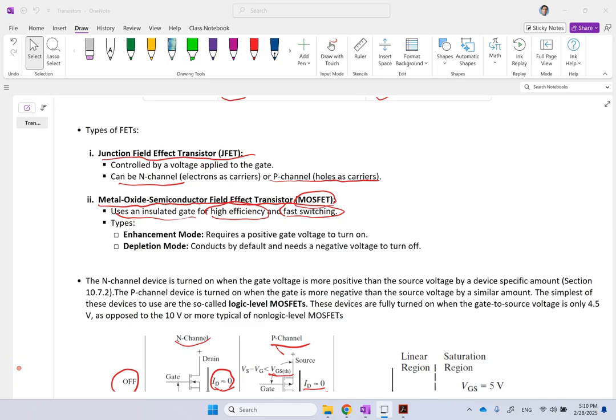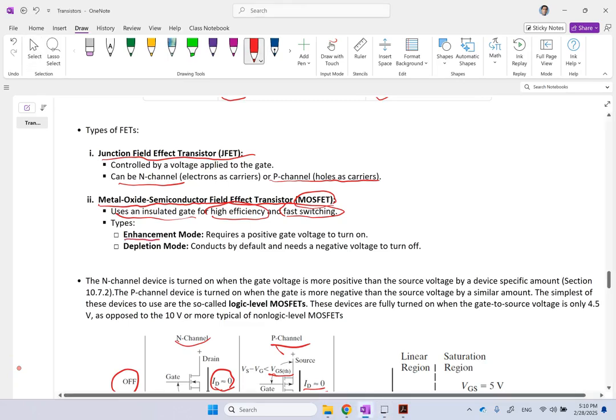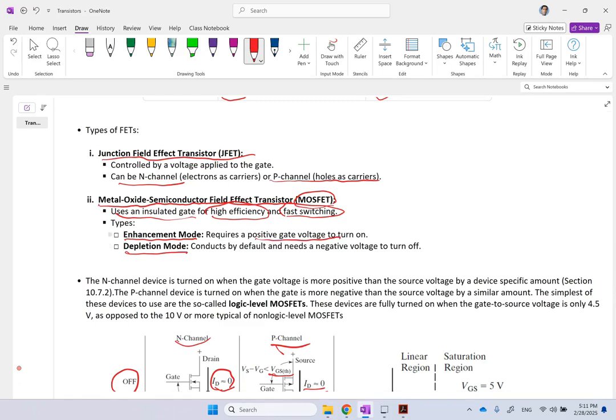And similar to the JFET N channel and P channel, they have two categories, also two subcategories. One group is called enhancement mode, that needs a positive voltage to turn on, and then there is depletion mode that needs a negative voltage to turn on.